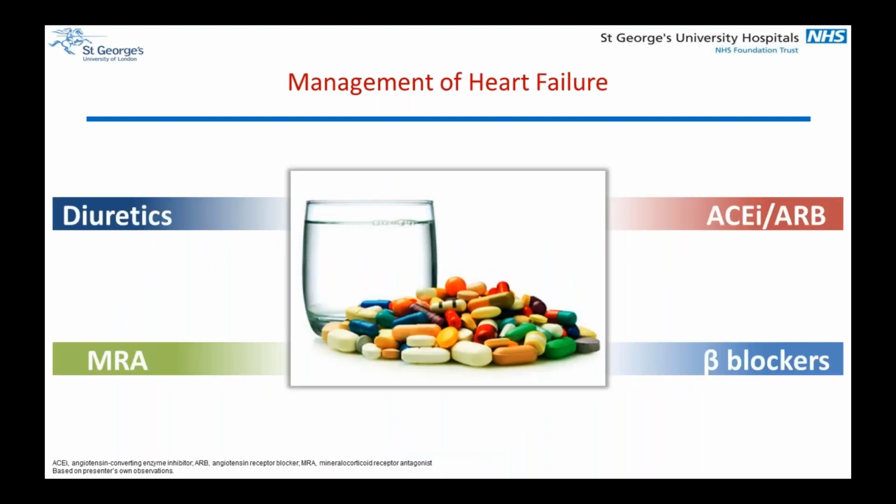Now, what do we have in terms of management? We have diuretics for symptom control. We have ACE inhibitors and angiotensin receptor blockers. We have mineralocorticoid receptor antagonists and beta blockers. These last 3 medications are definitely proven to improve survival in heart failure patients. And I will show you that there is some data in CKD, at least in early CKD stages, but data is limited in severe CKD. So I'm going to discuss that in the next few slides.